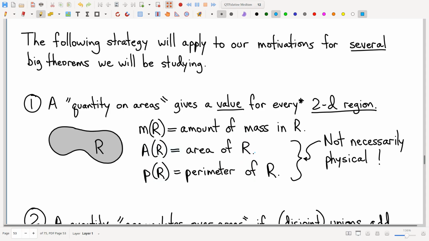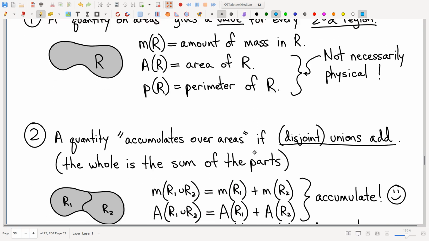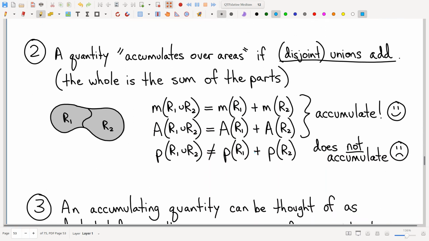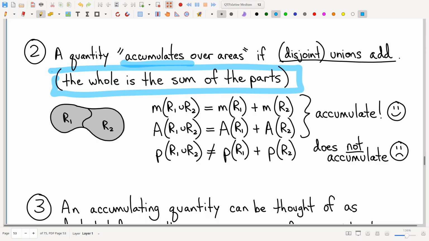Here's where something powerful is going to happen. What do we mean by an accumulating quantity? Now, you've heard me say that phrase a lot, right? And the way I've phrased it is, the quantity is an accumulating quantity if the whole is the sum of the parts. If you can chop it up into little pieces and look at each little piece and then add it up. And lots of quantities are accumulating quantities.